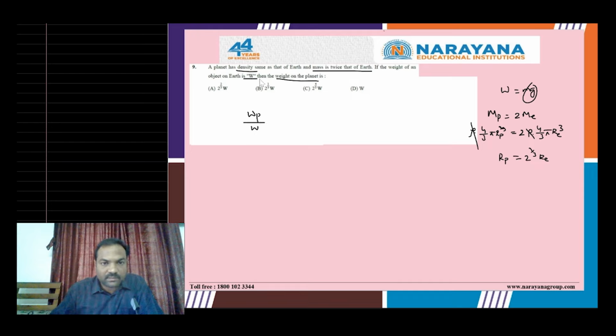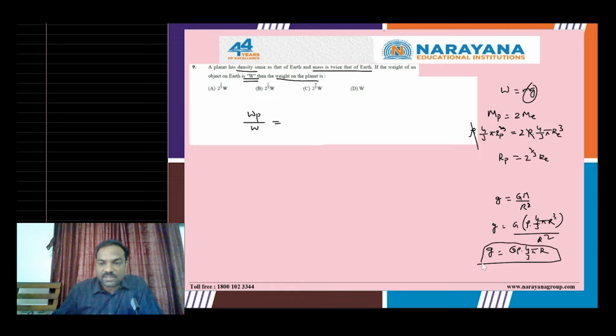Already they have given the weight of the object on the Earth is W. So we know that G value, I'm writing the complete expression here, is equal to Gm by R square. So g is equal to G into, in the place of mass I can write density into 4 by 3 pi R cube, by R square. So finally g value I can write as G into rho 4 by 3 pi R. This is the g value.